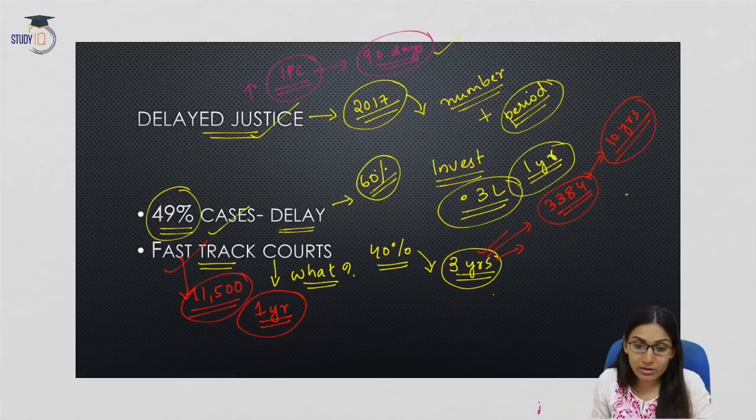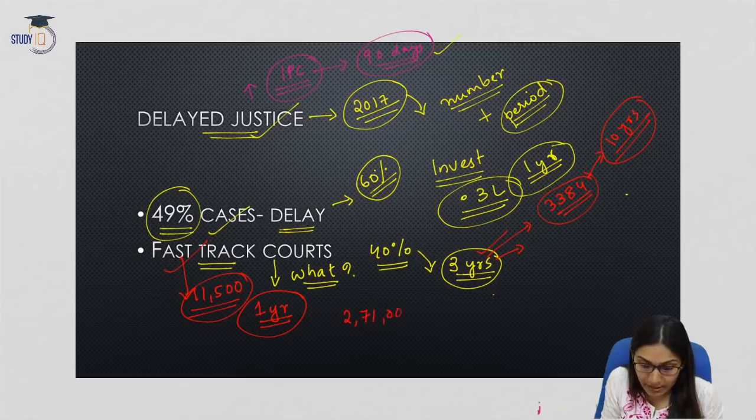Now let us come to the courts in common, that is the normal courts. So in courts in general, more than 2,71,000 cases were pending trial at the end of 2017. So the pendency in the cases, it's very huge.